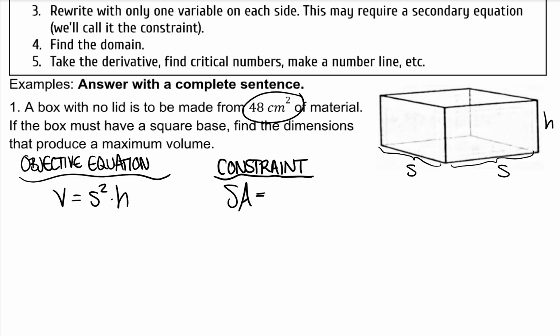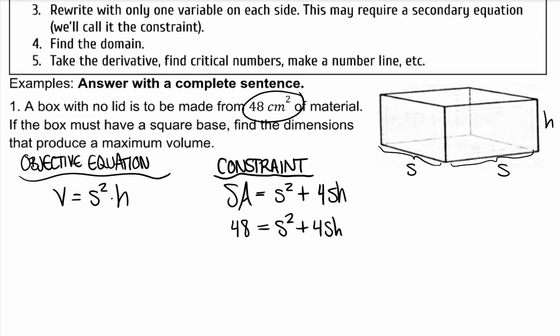Surface area of this square-based box is the area of the bottom, which is S squared, plus the area of each side, SH, and there are 4 of those. Now, we know that the surface area is actually 48, so I'm going to plug in 48 for the surface area. At this time, we need to rewrite our objective equation with only one variable on each side, and right now we have 1 on the left side and 2 on the right side. So I'm going to solve for either S or H in the constraint and plug it in to the objective equation. It looks like H is a lot easier to solve for than S.